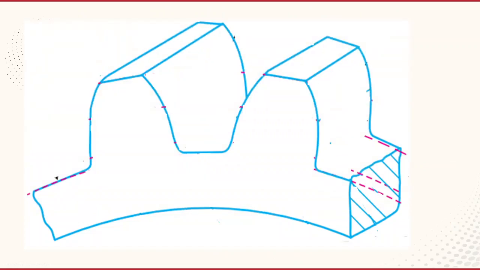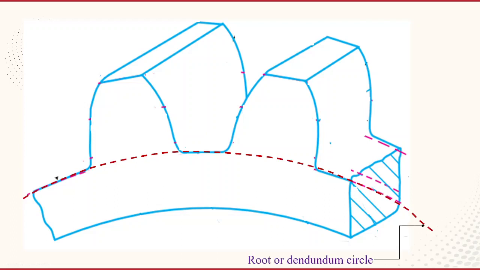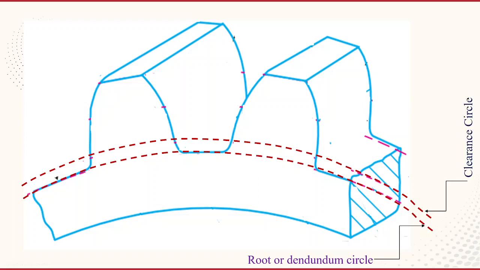Now this is the actual profile of the gear. See, the bottom circle is known as the root or dedendum circle. Just above that, we are providing a small clearance for the meshing of the two gear wheels. Then we have to draw another circle. That circle is known as the clearance circle. So the difference between the dedendum circle and the clearance circle is the clearance.